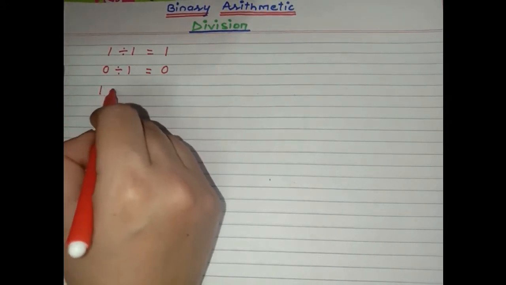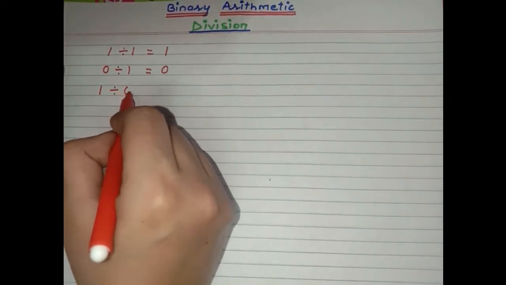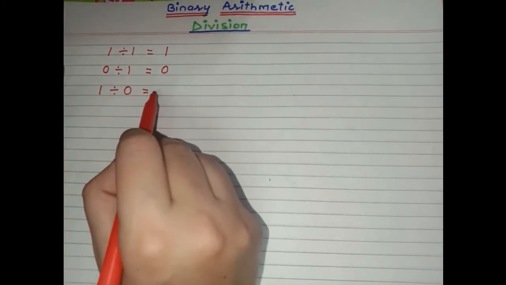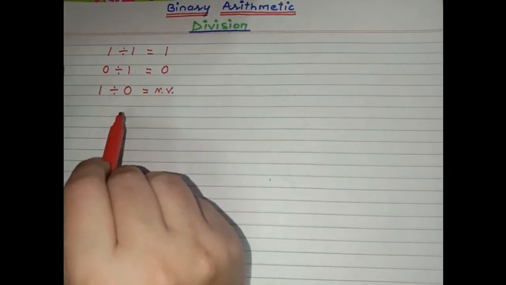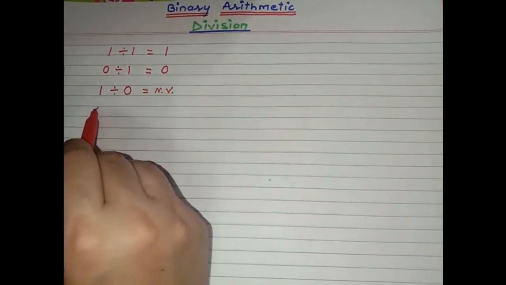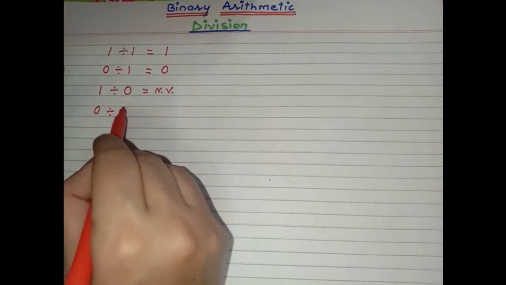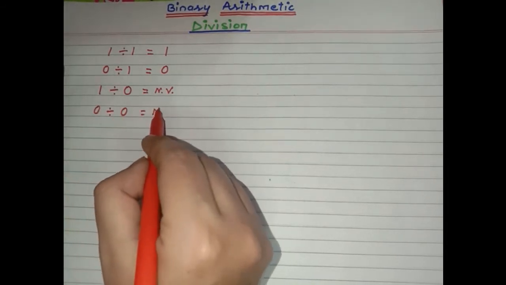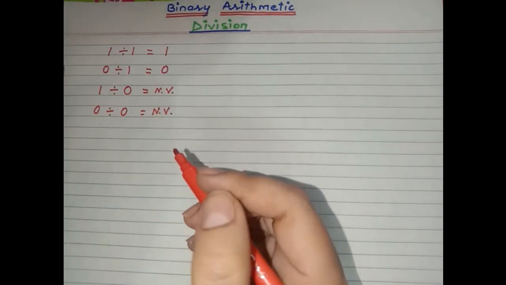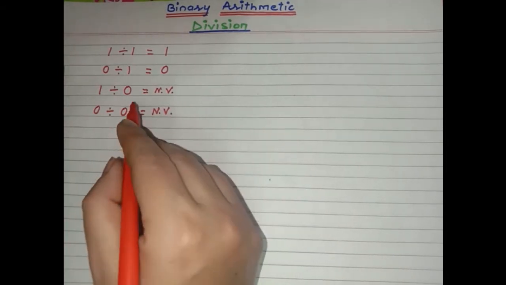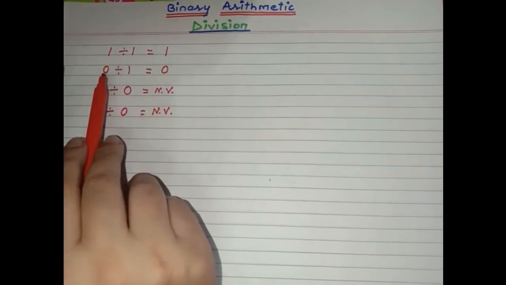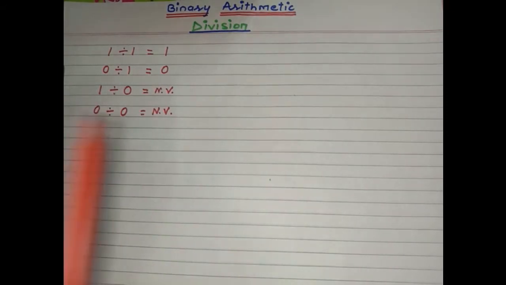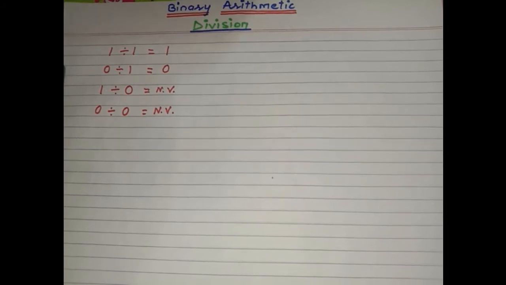And if you have to divide 1 by 0, then this is not a valid division. It's not valid and we are not going to use this in the division method. One more option is 0 divided by 0. This is also not valid. That means 0 cannot be divided by 0, so we are not going to use these two options. So we will be taking 1 divided by 1 is equal to 1, and 0 divided by 1 is equal to 0. So now we will be taking some examples to understand the concept.